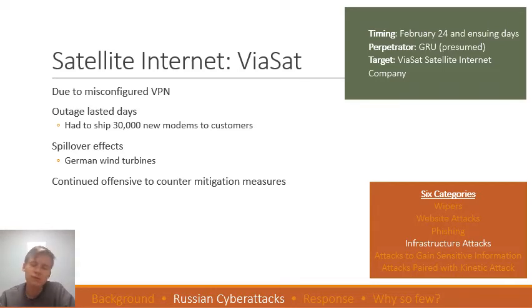It took a few days to resolve this and get network operability back online because they had to ship out 30,000 brand new modems to all of these people. So that is costly. But at the same time, I don't want you to walk away with the impression that internet was just down in Ukraine at this time. Most of Ukraine's internet worked, most of Ukraine's satellite internet worked even, but some customers from this particular company did have their internet cut. There were also spillover effects from this.